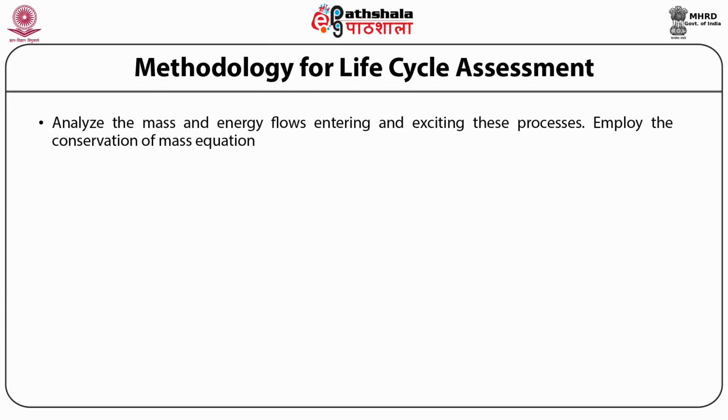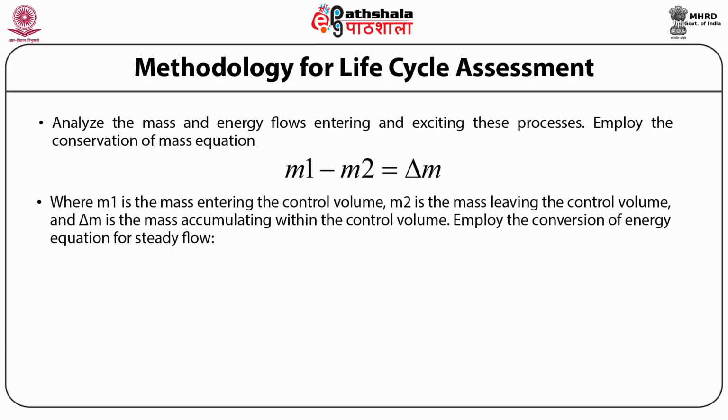Employ the conservation of mass equation, that is m1 minus m2 gives delta m, where m1 is the mass entering the control volume, m2 is the mass leaving the control volume, and delta m is the mass accumulating within the control volume. Employ the conservation of energy equation for steady flow as given below.